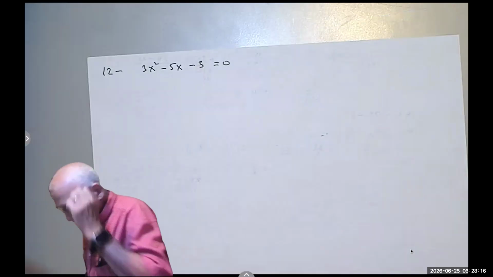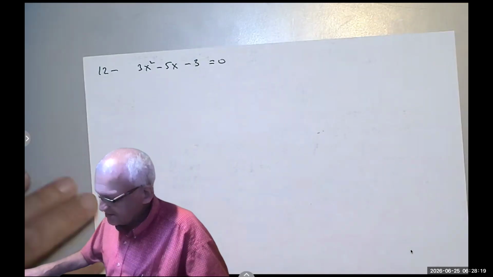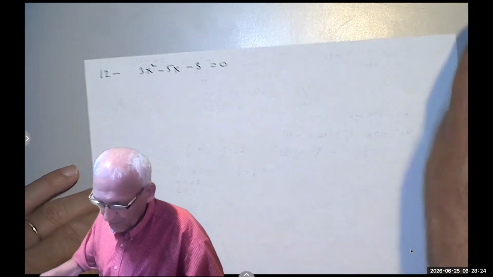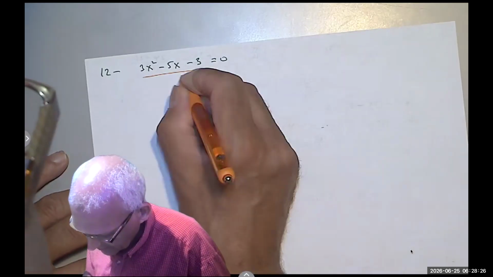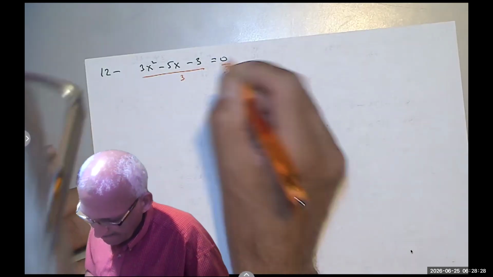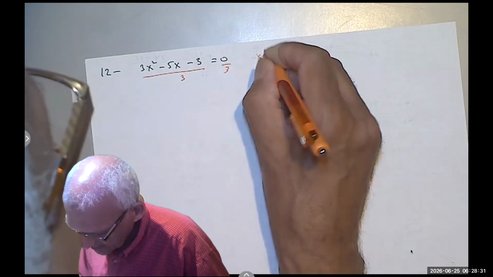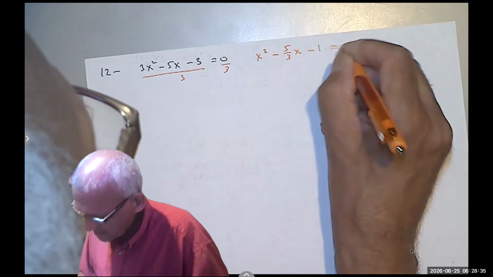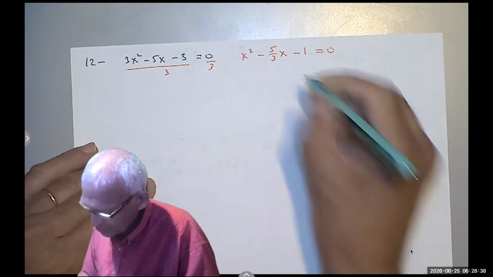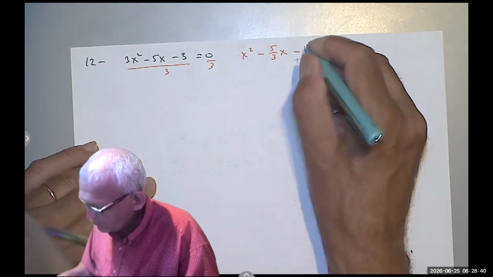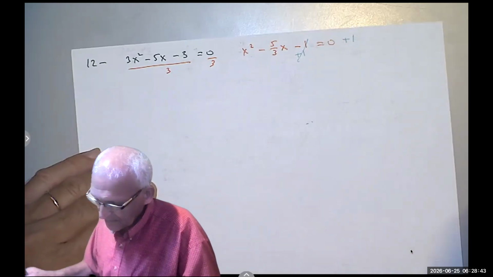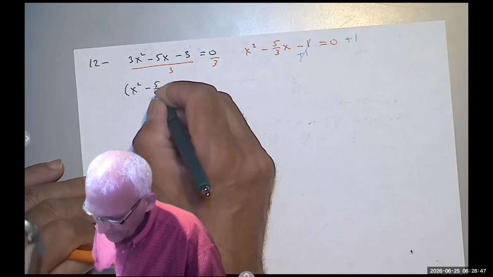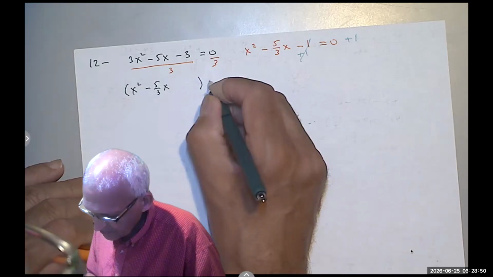Okay, so doing it with the method suggested to you or the method you learn at school, we are going to divide everything by 3. So I get x squared minus 5/3 x minus 1 equals 0. Then I'm going to add 1 to both sides and get x squared minus 5/3 x equals 1.